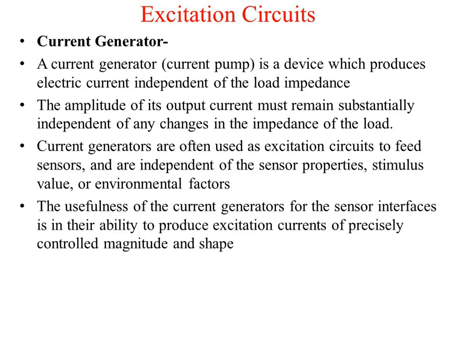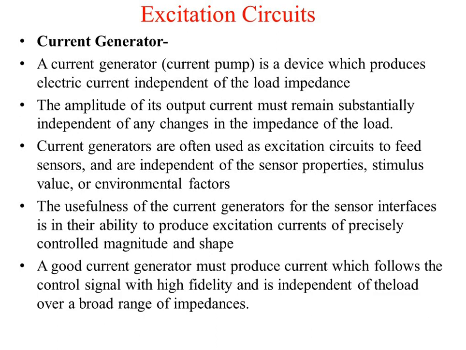It is useful in many interfacing circuits, as it has the ability to produce excitation currents of precisely controlled magnitude and shape. So it produces a precisely controlled magnitude of current and of a particular shape, whether DC or AC. Depending on that, you get a perfect current shape as well as a constant and precisely controlled magnitude. This is how the usefulness of the current generator increases.